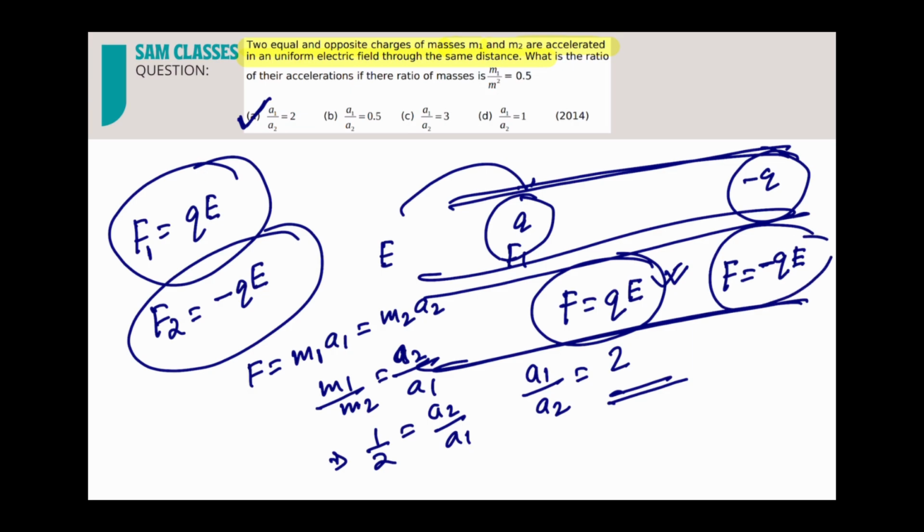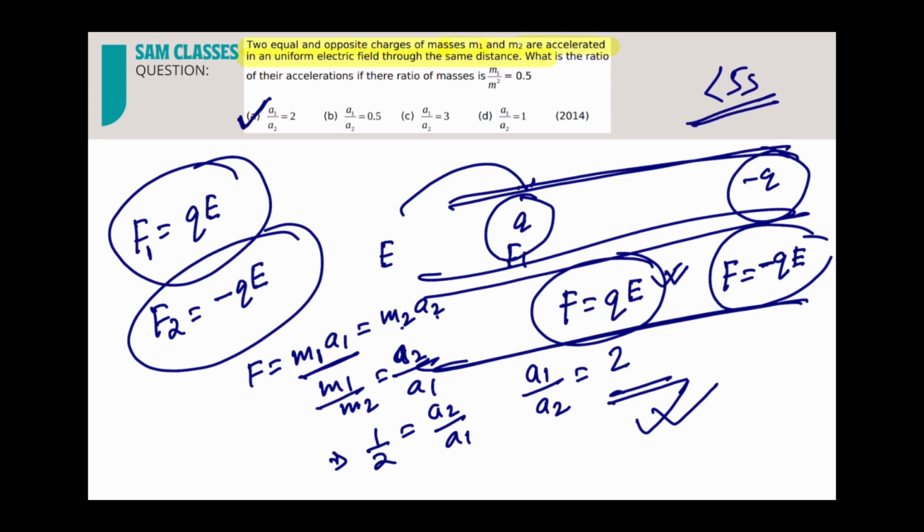So once the magnitude of the force is the same, we can use the formula. Force is equal to mass into acceleration. So mass of the first charge into acceleration of that charge is equal to mass of the second charge into acceleration of that charge. And by simply doing this directly, we can get the answer. Nothing much. This also you can solve in less than 5 seconds.